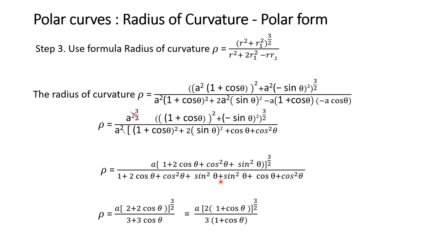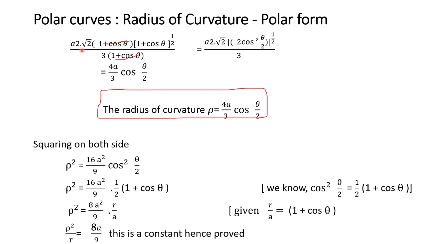2 to the power 3 by 2 can be written as 2 root 2. Similarly 1 plus cos theta to the power 3 by 2 can be written as 1 plus cos theta under the root 1 plus cos theta. 1 plus cos theta and 1 plus cos theta get cancelled. 1 plus cos theta is written as 2 cos square theta by 2, we get this. Simplifying, root 2 times root 2 is 2, this 2 multiplied with this 2 is 4, root of cos square theta by 2 is cos theta by 2, and we get 4 by 3 cos theta by 2.